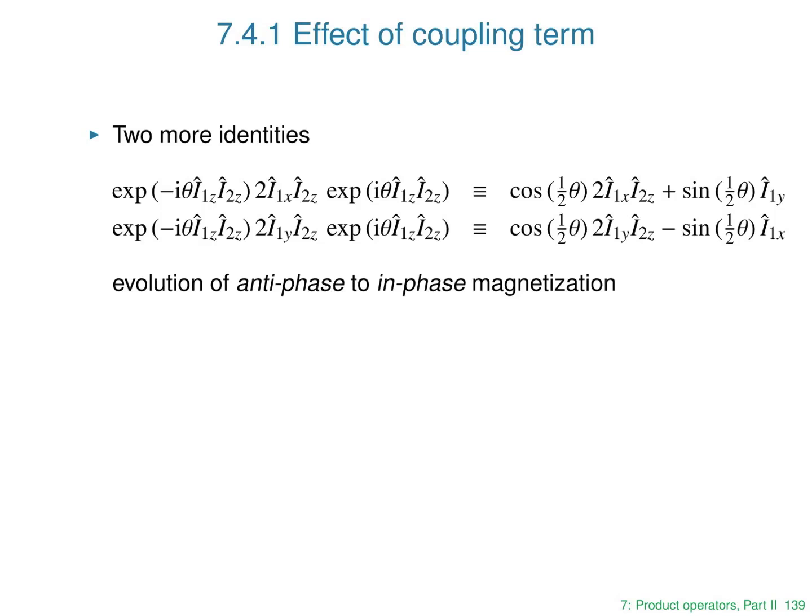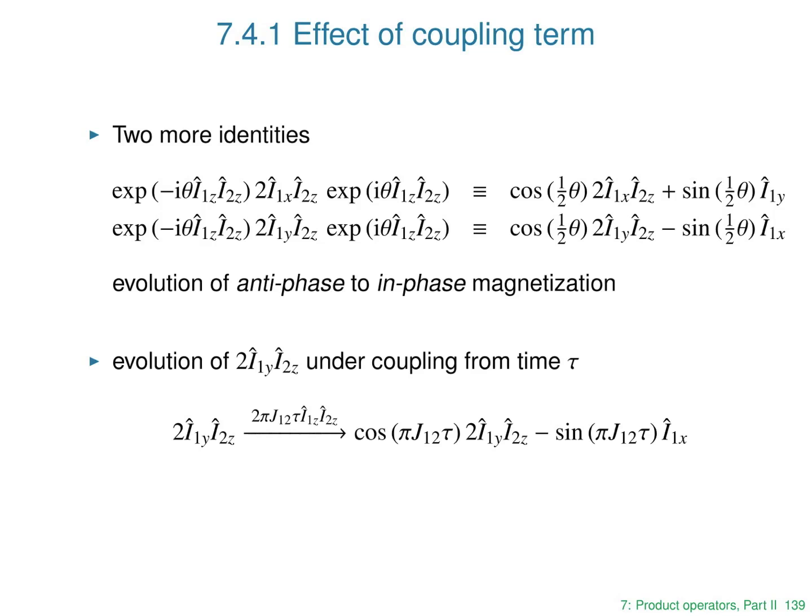So to take an example, if I start with 2I1y I2z, and I allow that to evolve, I can use the second identity, and I get cos times 2I1y I2z, and sine times I1x. And as ever, it's half the angle. And again, if you have the delay set to 1 over 2J, you'll get complete conversion from the antiphase to the in-phase. And that idea will come up very often.